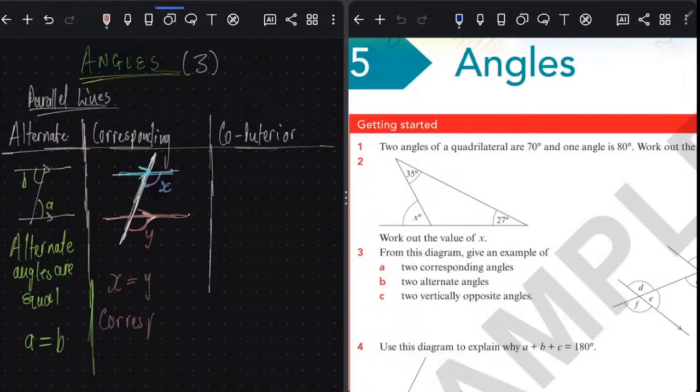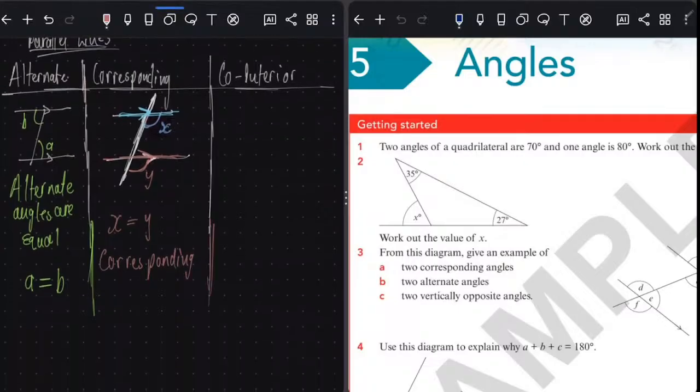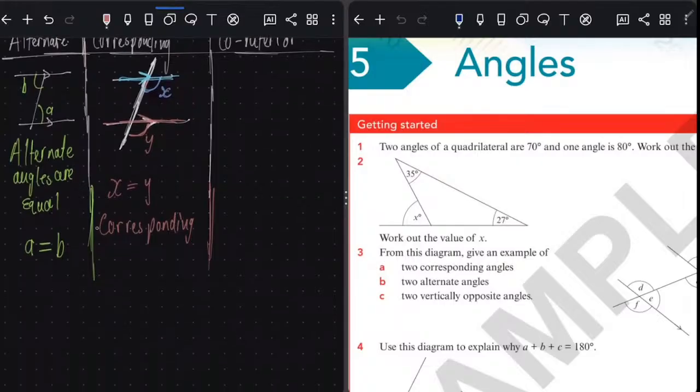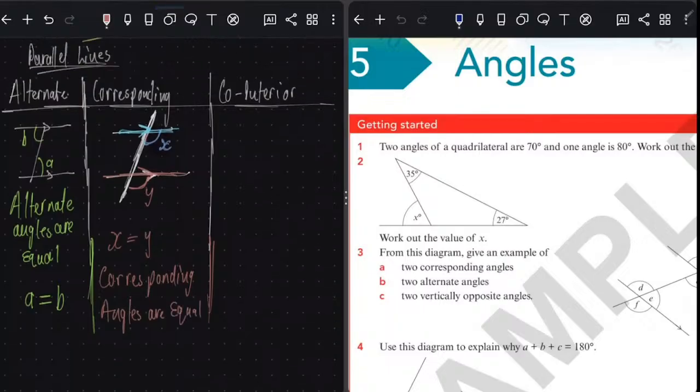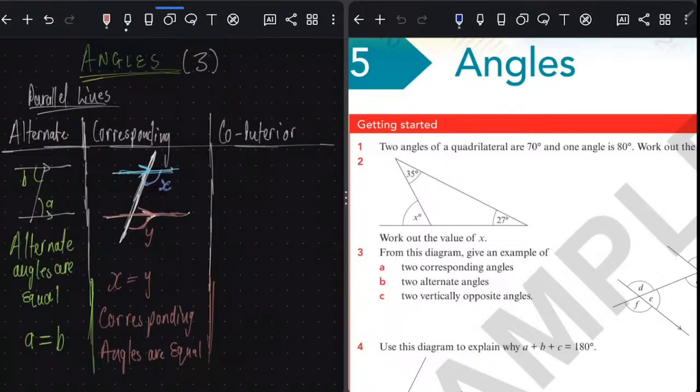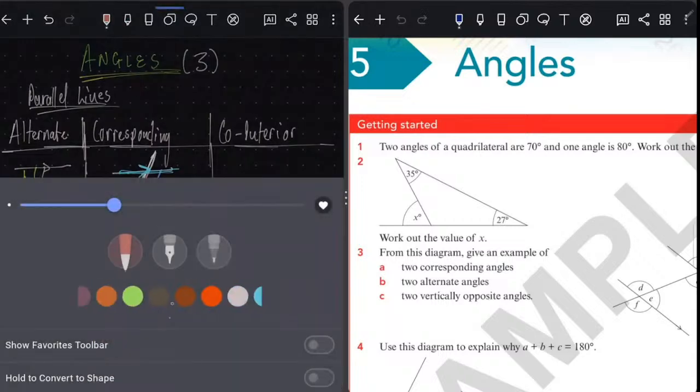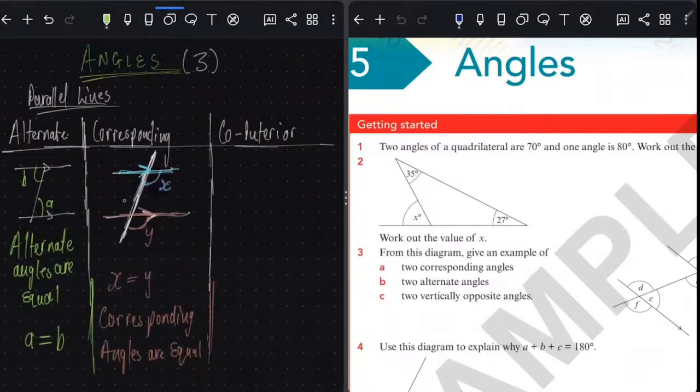Corresponding angles are equal. Are we together? They make the letter F, or we can also say they are on the same position. So corresponding angles are equal. We use this as well. So if I am to take another angle, let's say I take this angle here and I call it A. Tell me, which angle is it the same as? If I make my F.